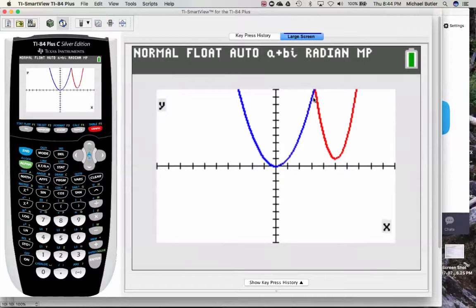Okay, so what did it do? Well, it's still upward opening. Since it's 3, it's going to be skinnier. If it's bigger than 1, it's skinnier. If it's between 0 and 1, it's fatter. It flattens it out. But it shifted it 1, 2, 3, 4, 5 units to the right and 1 unit up. There's the vertex right there.